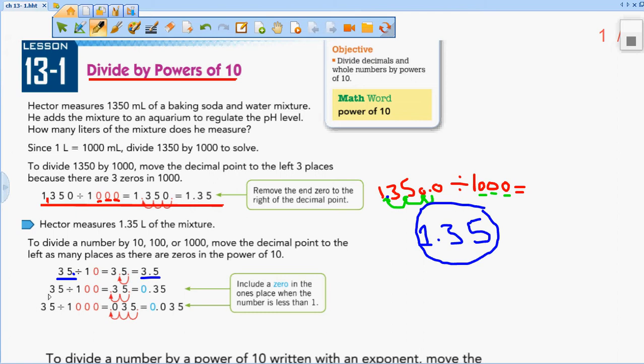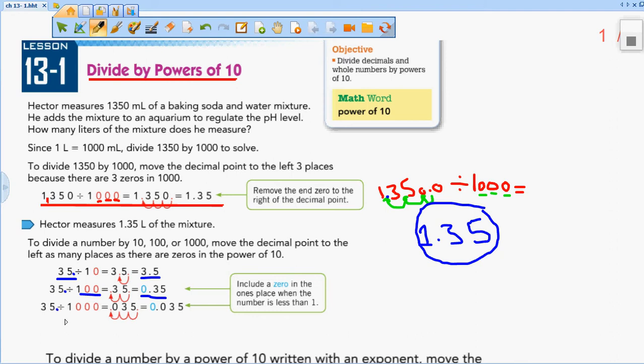Look at this example again. We have 2 zeros here, so we are going to move our decimal point, after creating it, two places to the left side. So the answer becomes 35 hundredths. And for this number, 35 divided by 1000, we have to create our decimal point again.